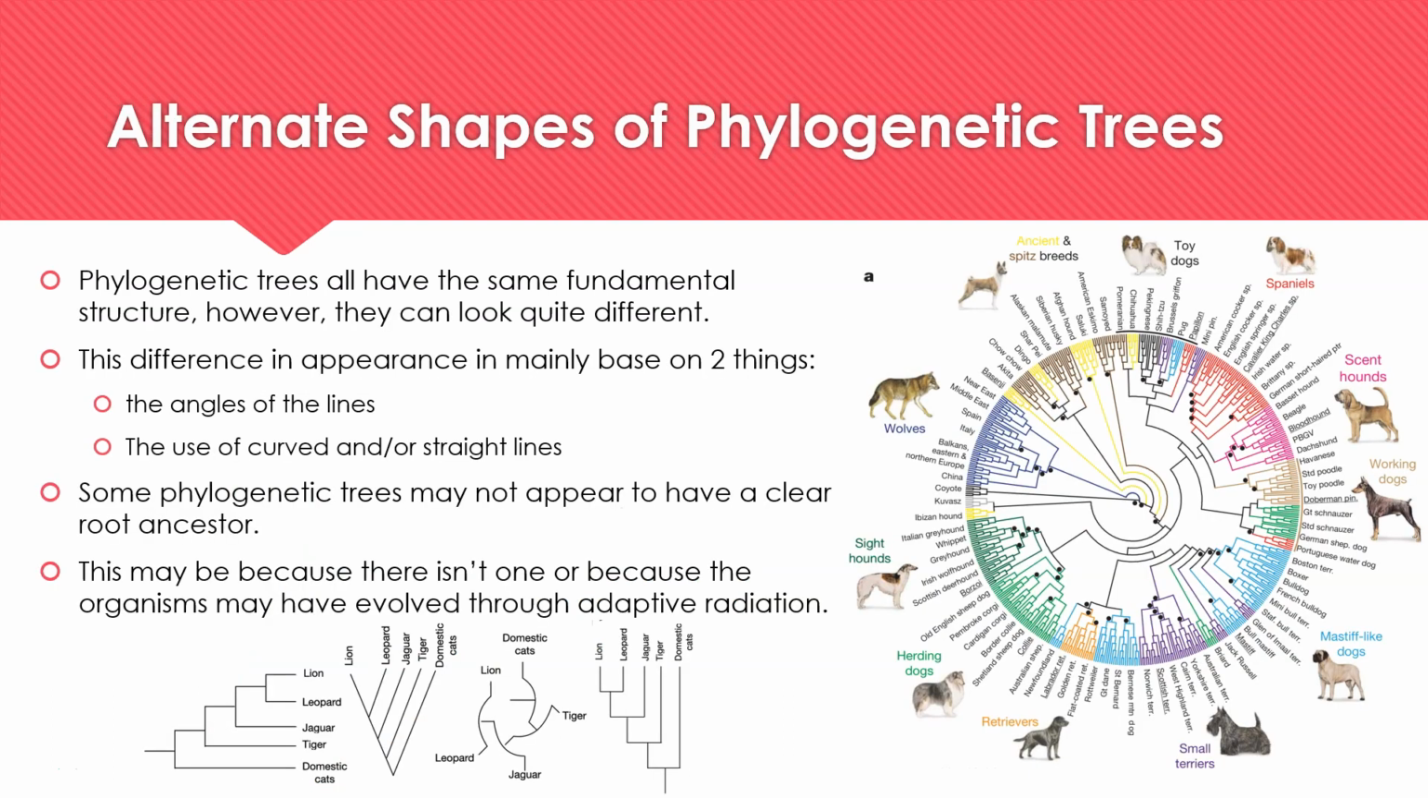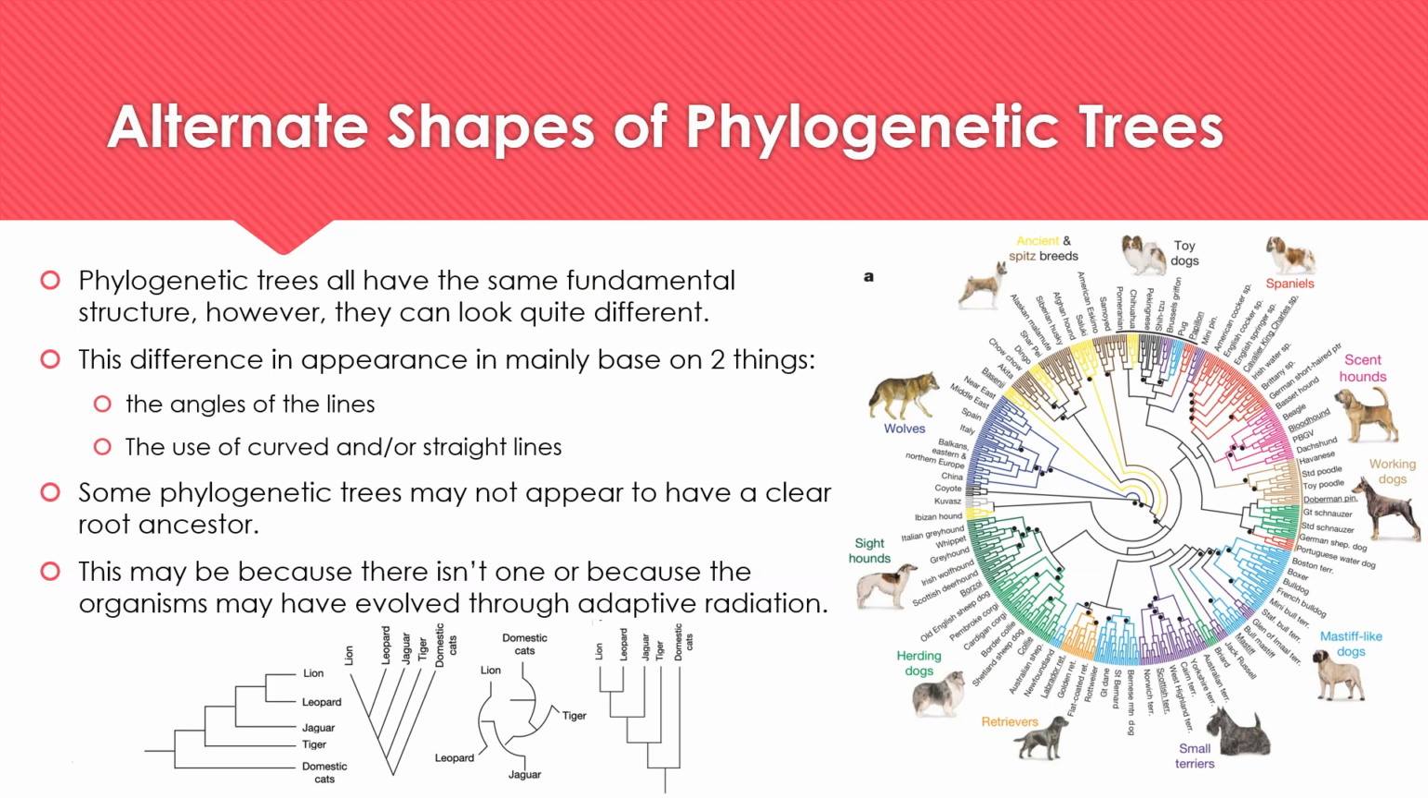You've seen a couple of different types of phylogenetic trees, but phylogenetic trees can look a number of different ways. They still have the same fundamental structure, but depending on what sort of shape you make, you'll end up getting different sorts of looks to those phylogenetic trees. And it really comes down to what angle the lines are on, and whether you're using straight or curved lines or some combination thereof. You will also find that some phylogenetic trees may not actually appear to have a clear root ancestor. That's fine, that's done intentionally because they don't know of one. Or it might also be because the organisms may have evolved through adaptive radiation, so it's very unclear where that starting point is because everything sort of came about at the same time.